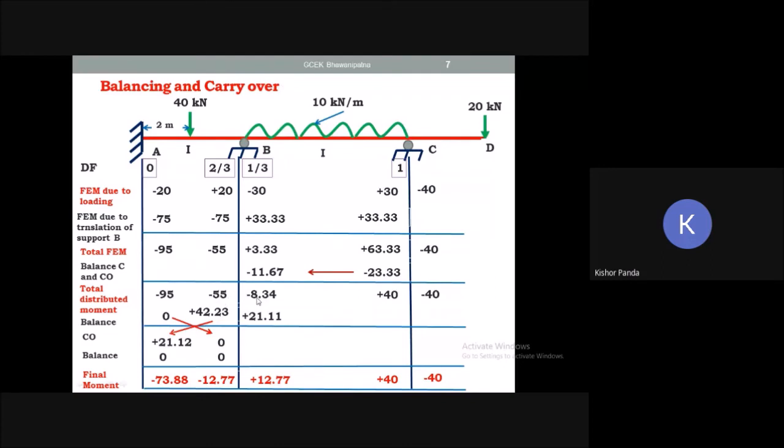And this side, this is minus 88.34. Minus 55 minus 8.34. So what is the net moment here? Minus 55 minus 8.34. So this total moment, you have to multiply with this distribution factor. You have to put this side. This moment you have to multiply with this 2 by 3 and you have to put here. This moment is negative, so you have to balance by positive sign.